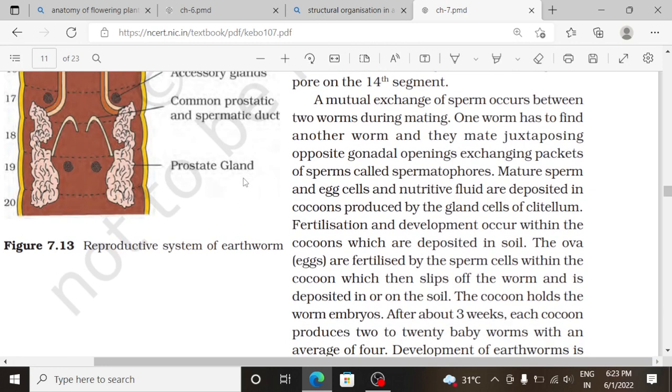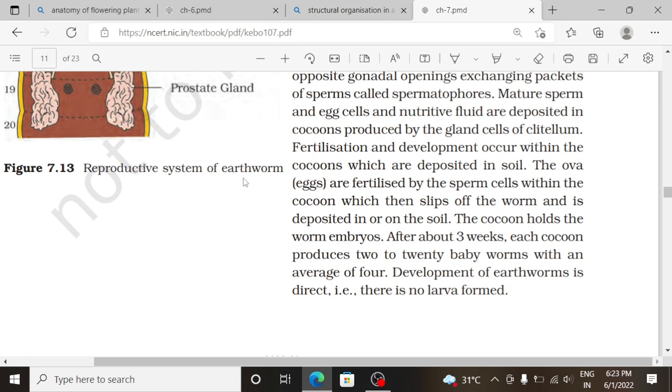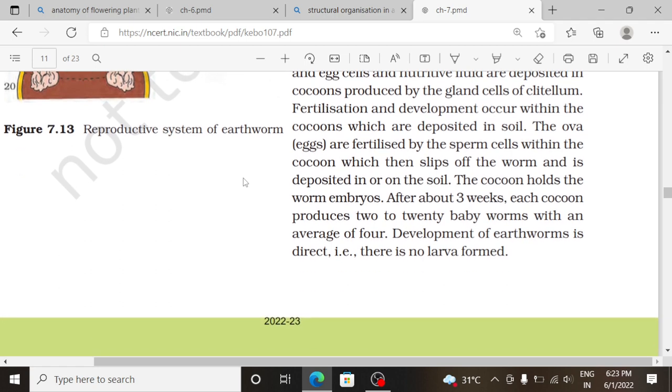A mutual exchange of sperm occurs between two worms during mating. One worm has to find another worm and they mate, juxtaposing opposite gonadal openings, exchanging packets of sperms called spermatophores. Mature sperm and egg cells and nutritive fluid are deposited in cocoons produced by the gland cells of the clitellum. Fertilization and development occur within the cocoons, which are deposited in soil.